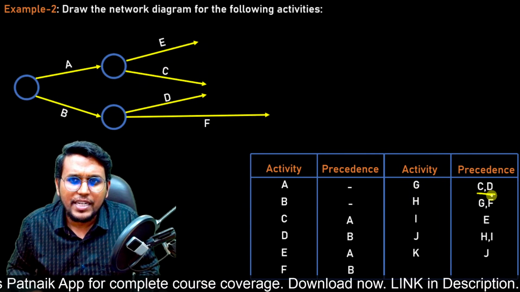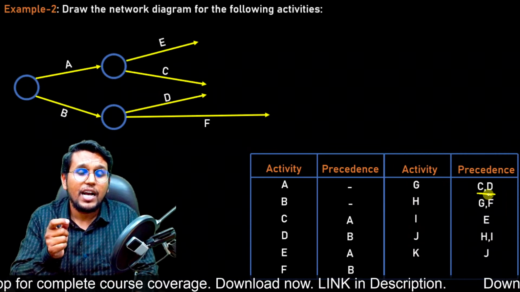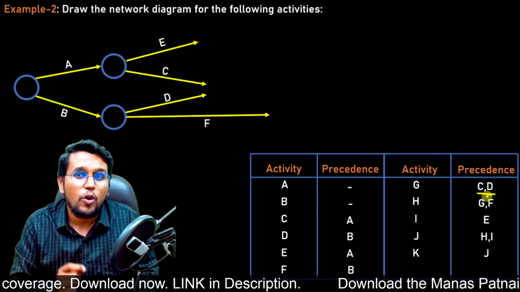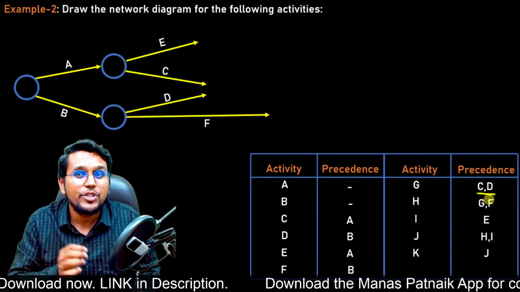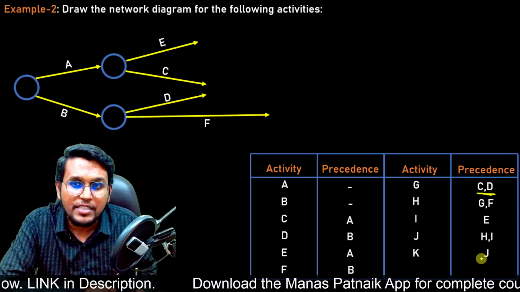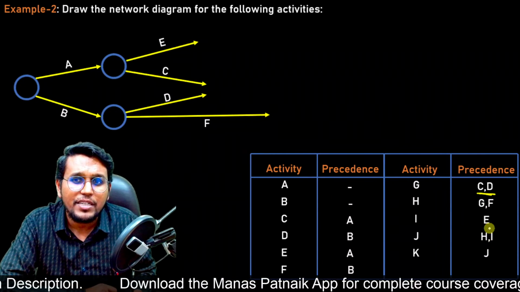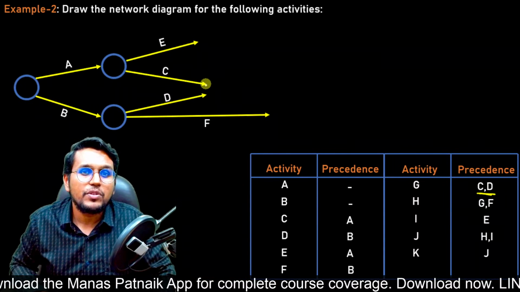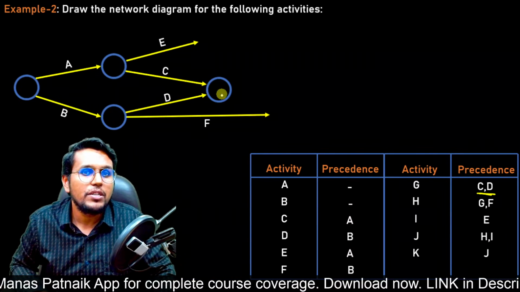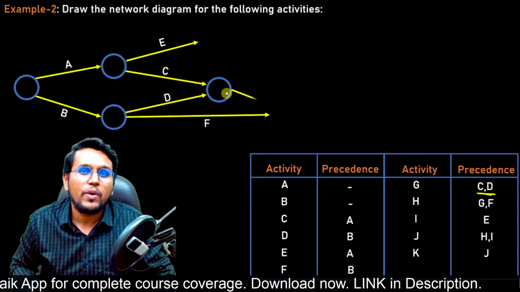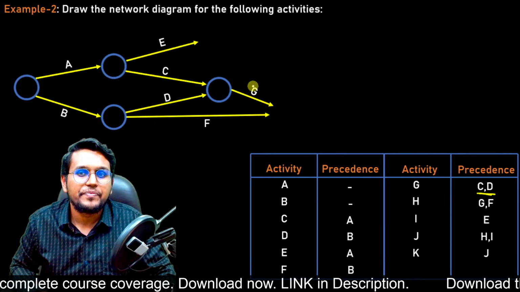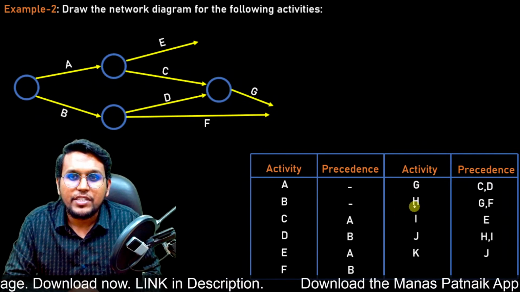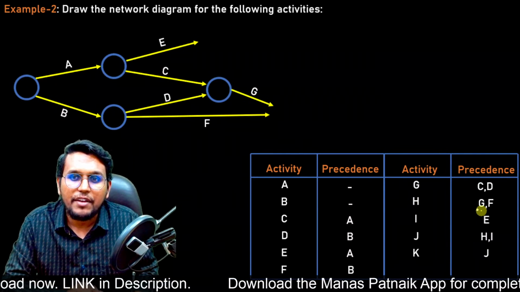Now let us see if C and D are used with any other node or individually in the precedence. I can see that there is no C or D in the precedence. So I'll simply converge C and D to a common node, and I can start activity G from here. Very good. Now let us move to activity H, and it depends on G and F.